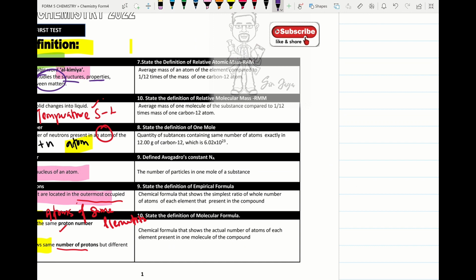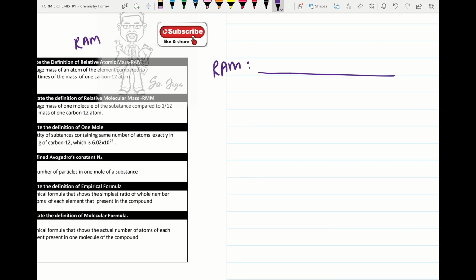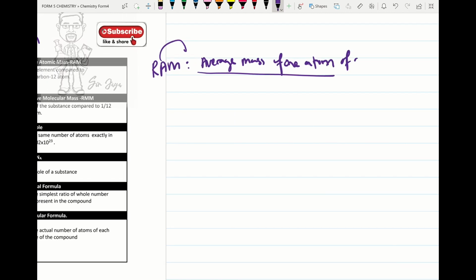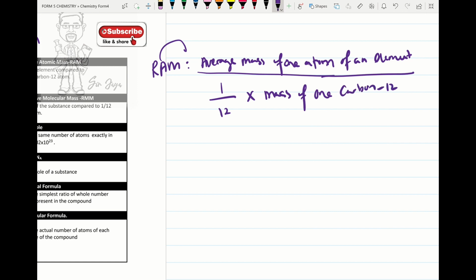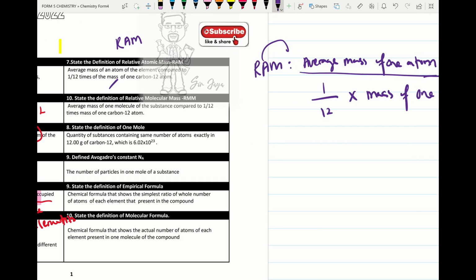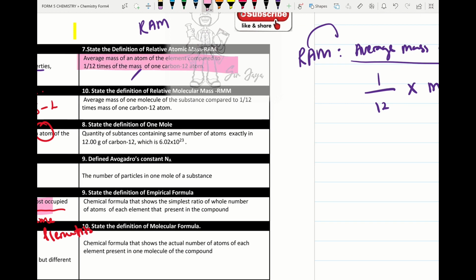So we move on to definition number 7. State the relative atomic mass. All right, definition for RAM. So we try to write down the relative atomic mass. Here A stands for average. We take the mass of one atom of an element and compare it with 1/12 times the mass of one carbon-12 atom. So the definition is given here. Average mass of an atom of an element compared with 1/12 of the mass of one carbon-12 atom. Alright, the related definition for the relative molecular mass is the mass of one molecule of the substance compared with 1/12 times the mass of one carbon-12 atom.